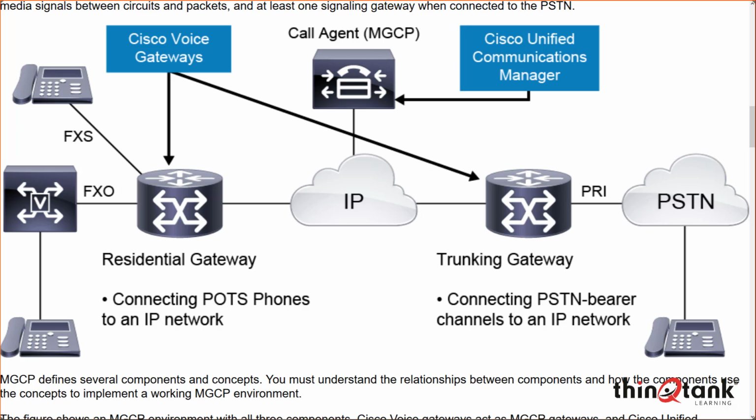By the way, the gateway has to report. It's the slave of the relationship, so it has to report all of the events that occur on that gateway, off hook, ringing, dial digits, etc., back to the call agent. And then the call agent makes decisions based on that. So you can have a residential gateway that might have some RJ11 interfaces.